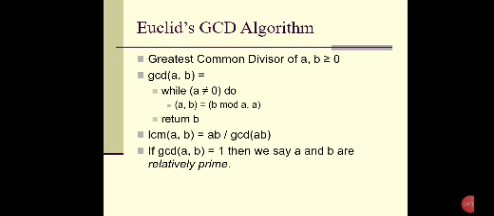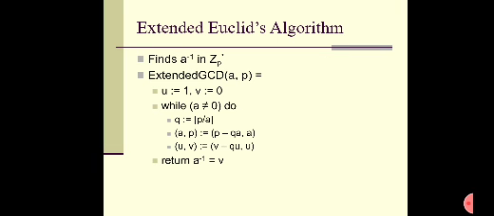We know that the product of the GCD of two numbers and the LCM of two numbers is the product of those two numbers. From that we derive the formula for the LCM of A and B. If the GCD of two numbers is 1, then those two numbers are considered to be relatively prime.